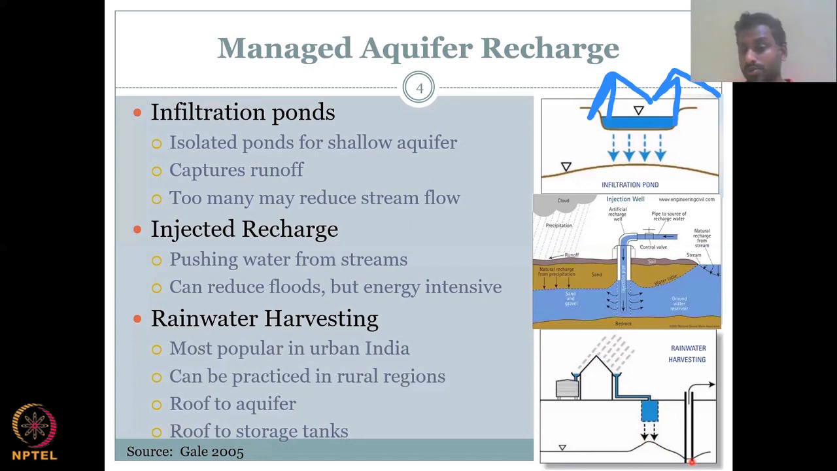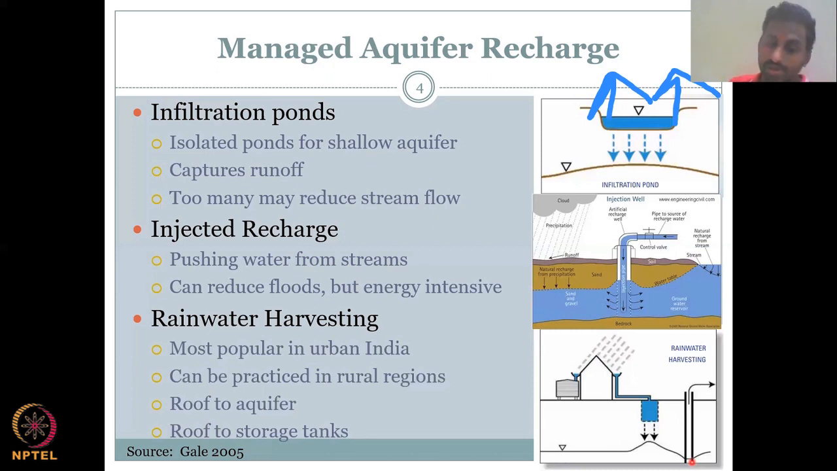Rainwater harvesting is most popular in urban India, but these technologies have to move to rural areas also, because a lot of benefits have happened for the urban centers because of rainwater harvesting. And slowly, the rural villages also are getting toilets and other facilities which require more water.